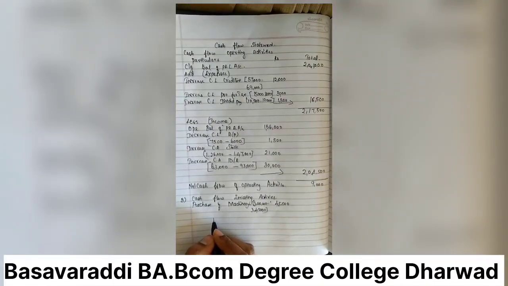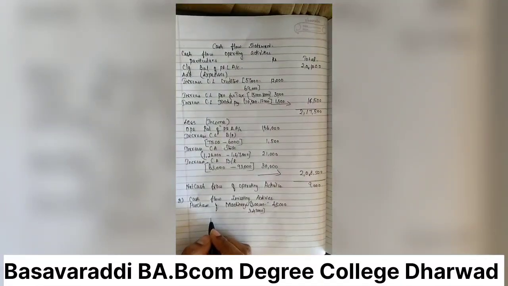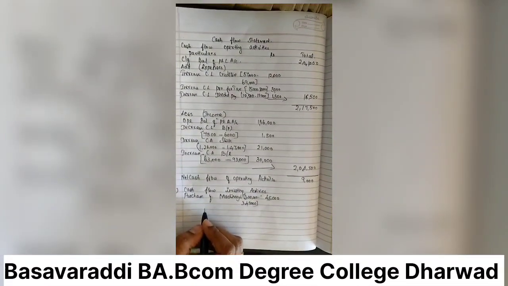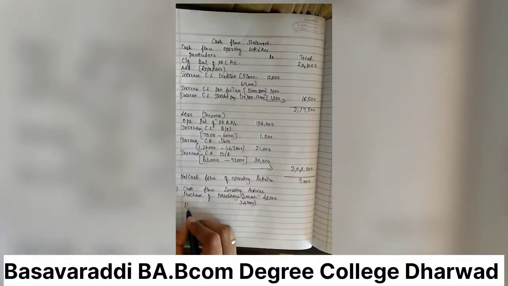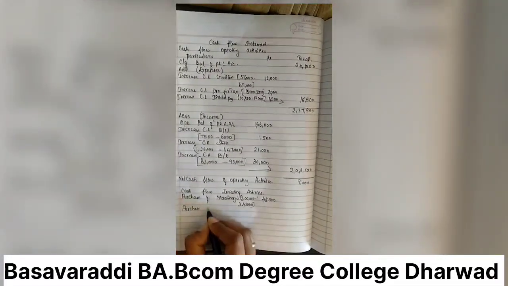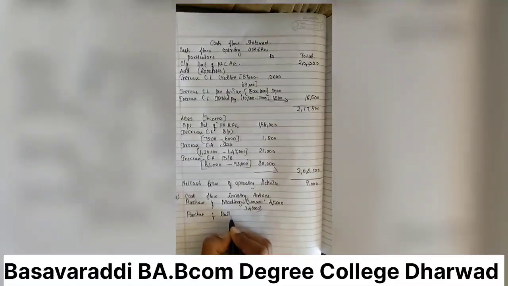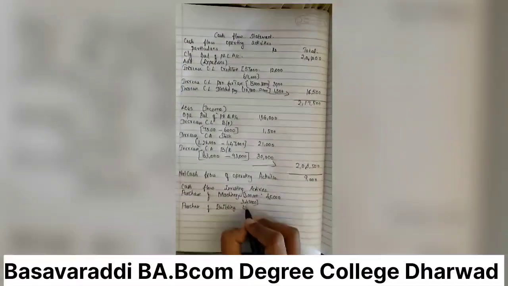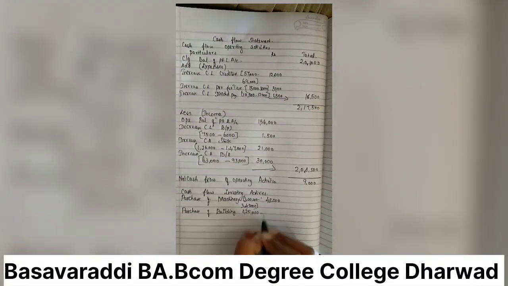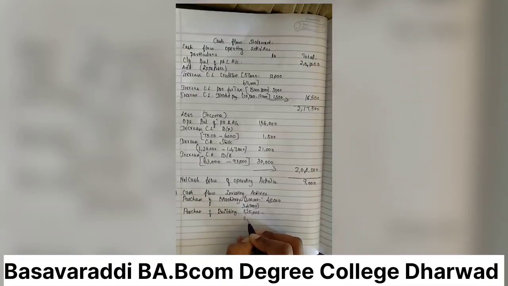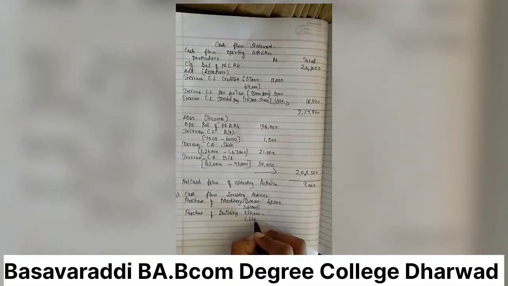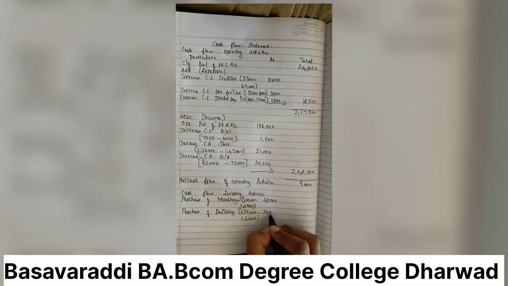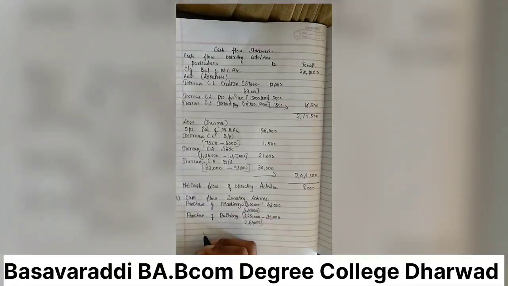Building, what happened? 2,25,000, 2,64,000. Again the asset is increased. That means we have to show a purchase in 2018. So purchase of building. We mention only the additional, that is the difference of the asset. 2,25,000 minus 2,64,000. What is the difference here? 39,000 is the difference. Enter it in the inner column.